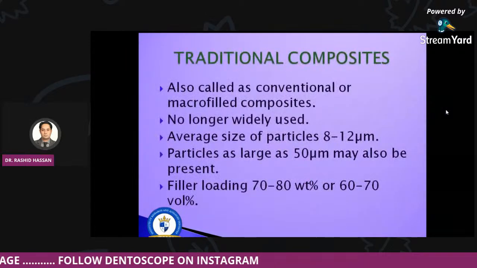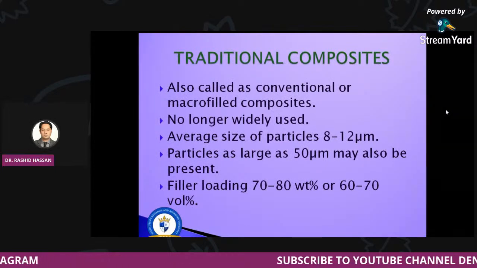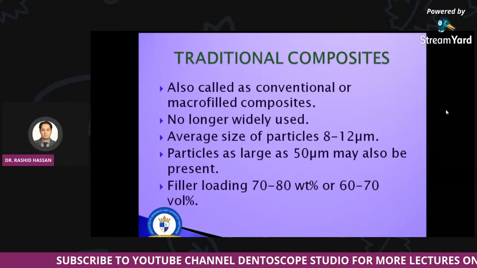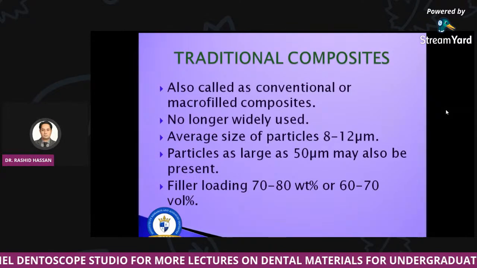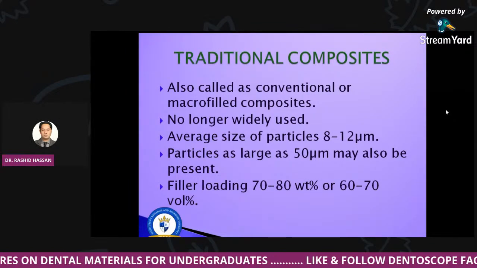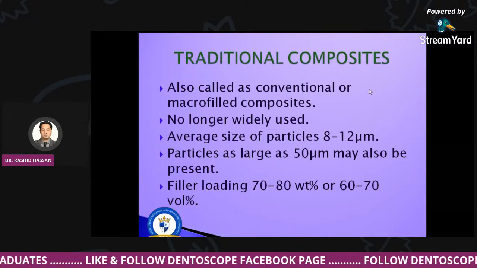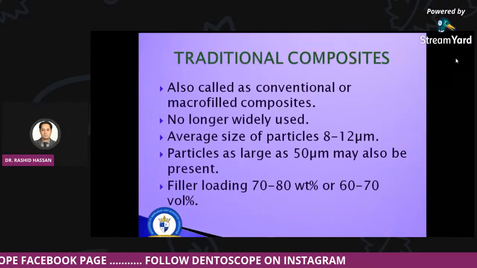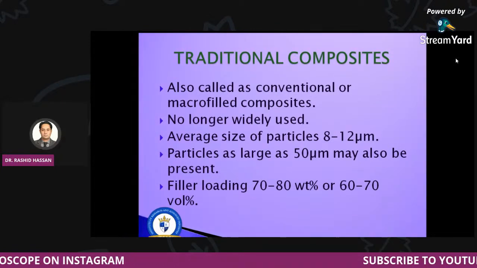Okay, now let's talk about them one by one. The first one is the traditional composite, which is also called conventional or macrofilled composite. These were the first of the dental composites introduced in the market, and as the name suggests, that's why they were called traditional composites. And as the name says, they are macrofilled. It means that the inorganic filler particles used in these dental composites had a larger particle size.